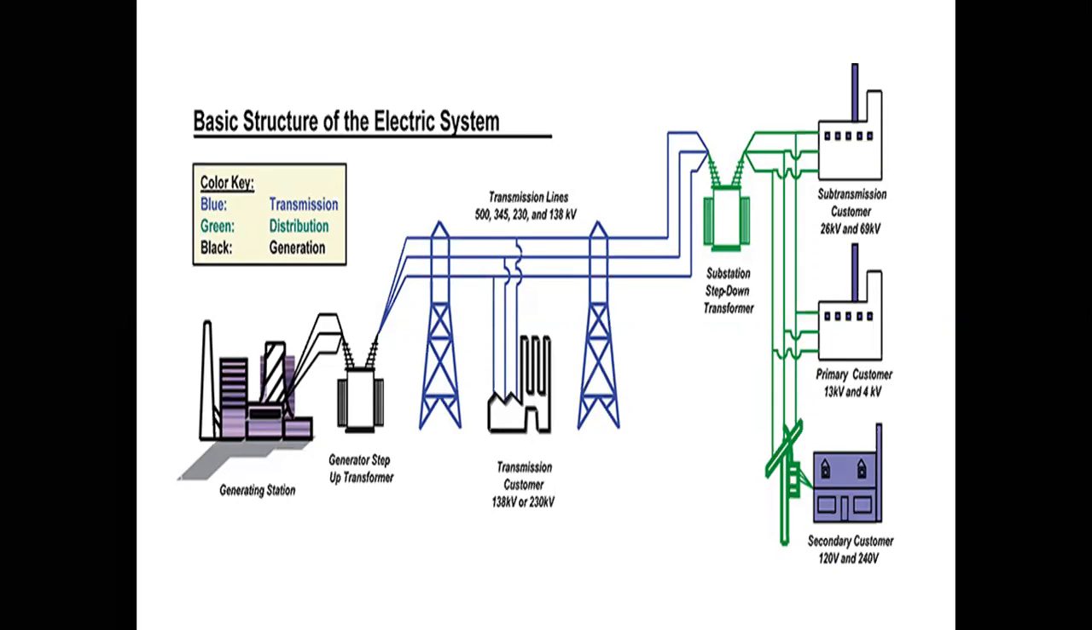So when you combine your generating part, your transmission part, your distribution part, the whole system so obtained is called a power system.